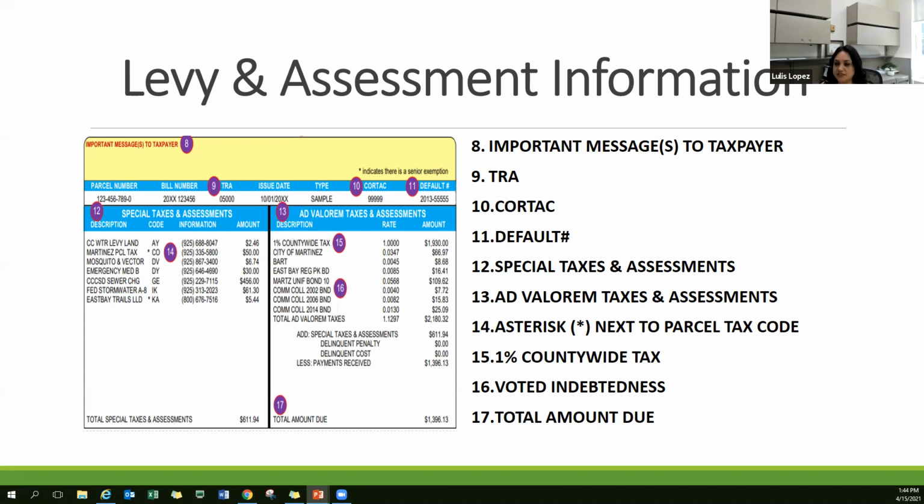The 1% county-wide tax is the tax amount which is the general 1% tax rate levied against every property in the county. And here the bonds, this section right here, are voter approved construction bond taxes that are levied against a property. And the taxes are based on the net taxable value of the property as of January the 1st.